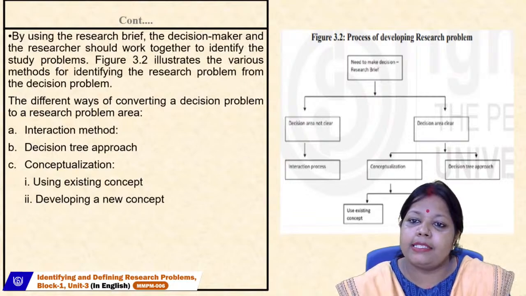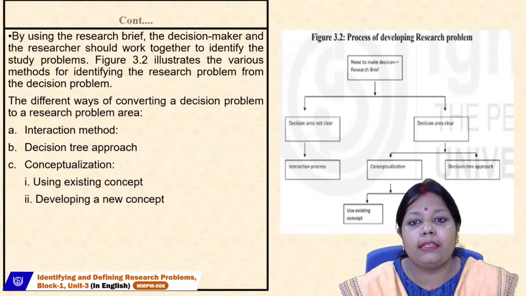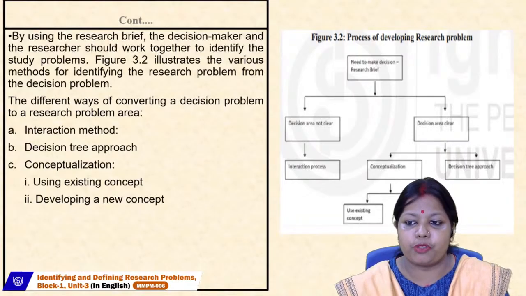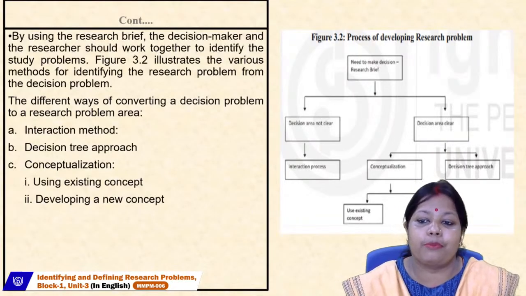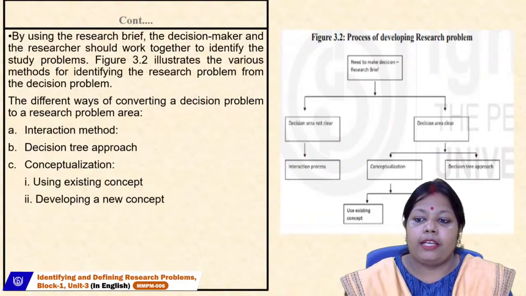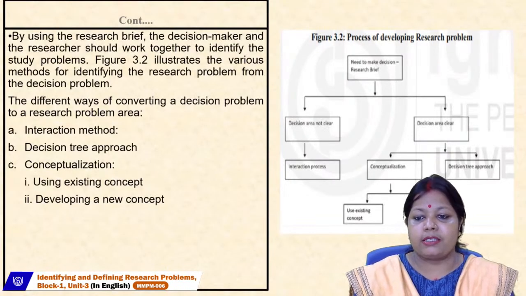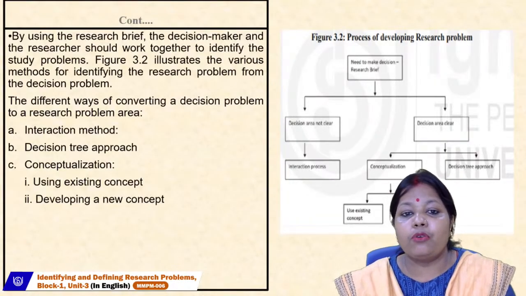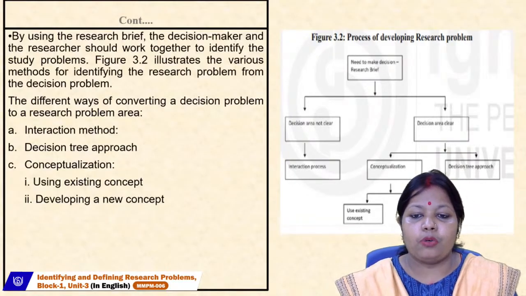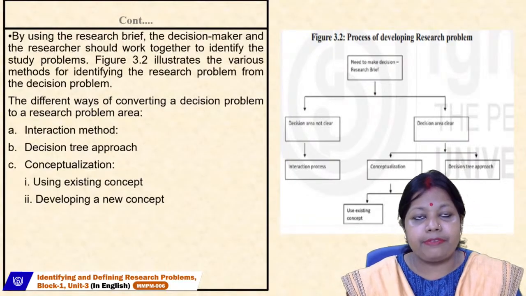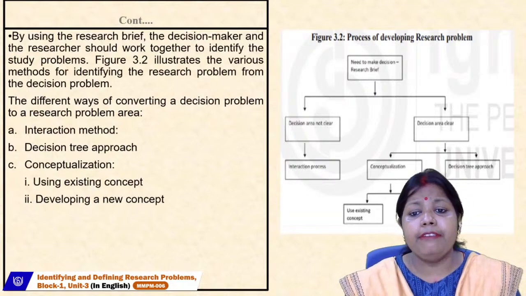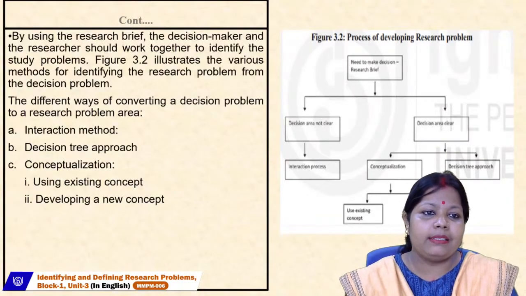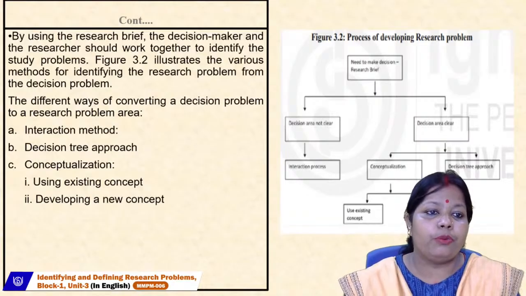In the 3.2 picture, we can see here the need of marketing decision has to tell whether the decision area is clear or not clear. If the decision area is clear, then we will go for conceptualization, or we can go for the decision tree approach. If we are in conceptualization, then we have two options: we use the existing concept as we discussed now, or we go for a new concept for the same old study. If the decision area is not clear, then we will go through the interaction process again to make the decision area very clear.